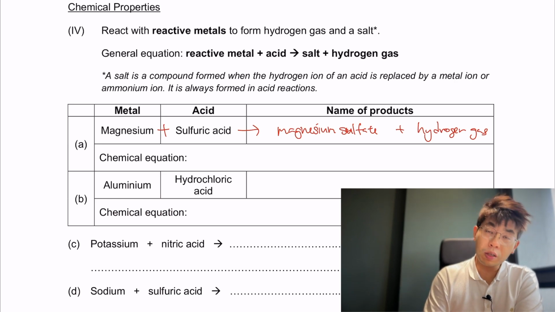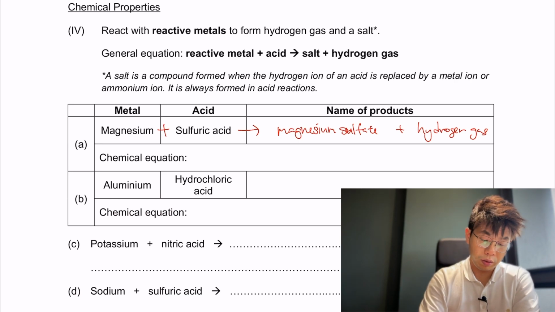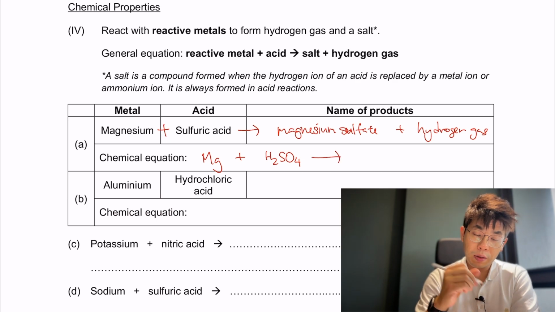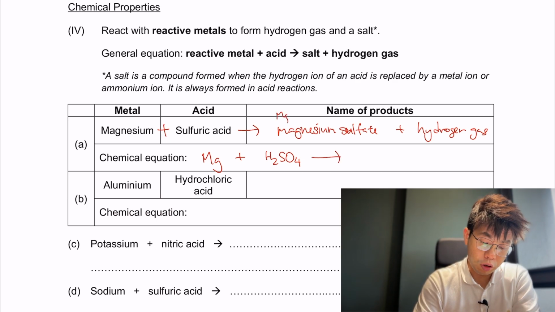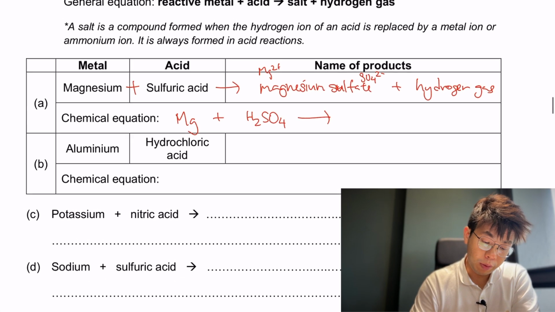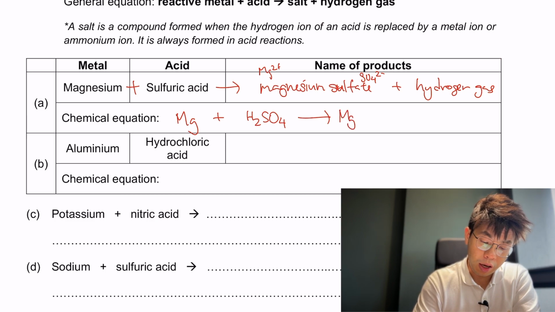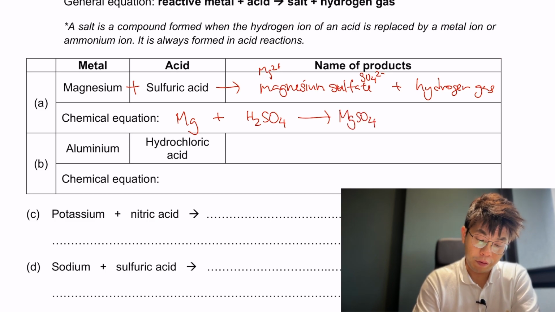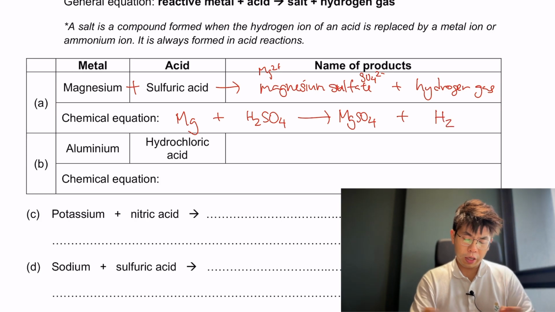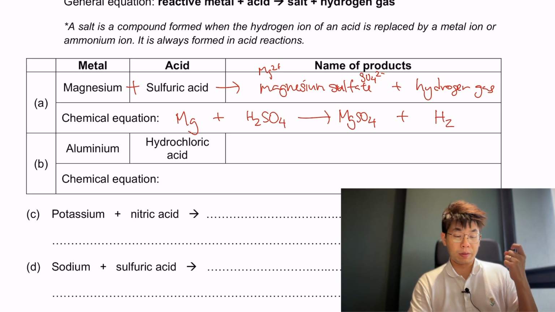So how do you write the chemical equation? Magnesium is a metal, so it's Mg, right? Sulfuric acid, you must remember, is H2SO4. And then magnesium sulfate: magnesium is Mg2+ and sulfate is SO4 2-. So the formula here would be MgSO4, and finally hydrogen gas is H2. We check briefly, yep, that's balanced.